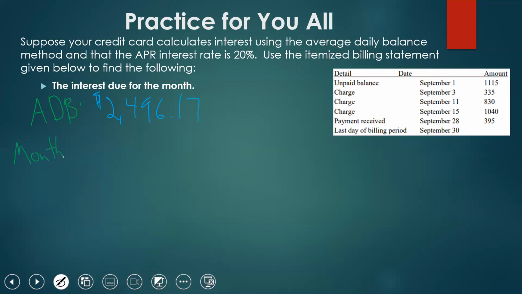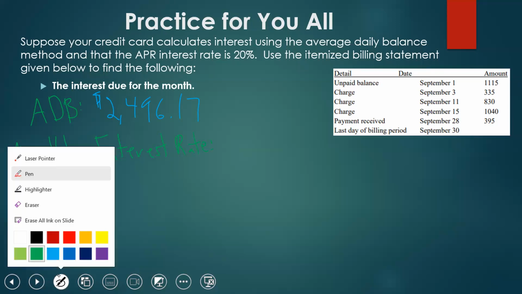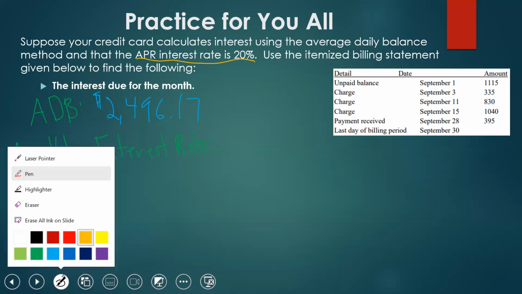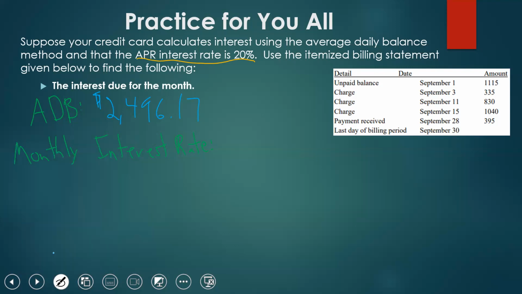And to calculate this, we're going to have to do a little bit of work. To find it, what we're first going to do is look up above and find our APR. And notice that that's given here. Our APR interest rate is 20%. And remember that that is for a full year. The APR is for a full year. So we want to convert that into a monthly interest rate.